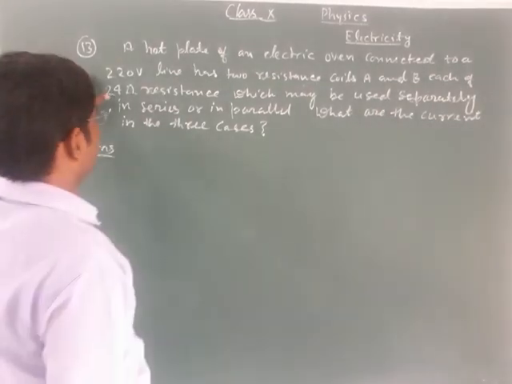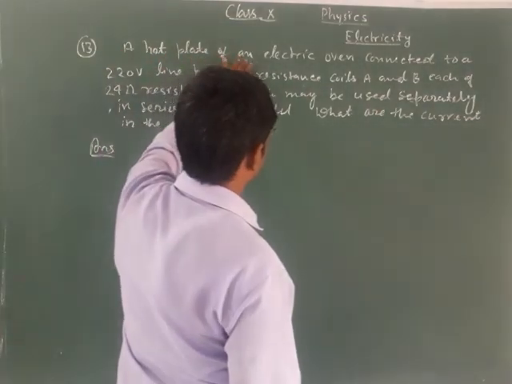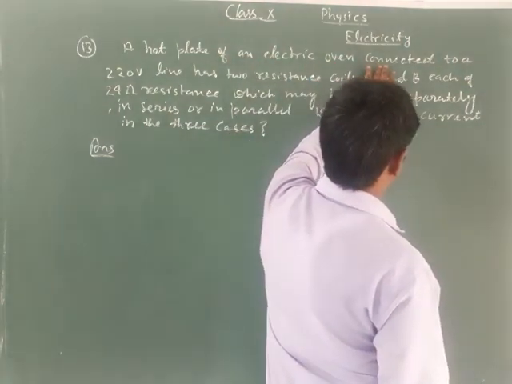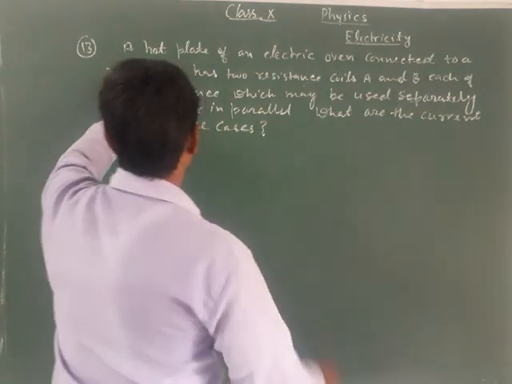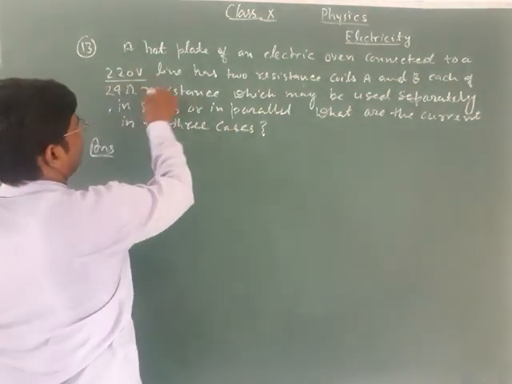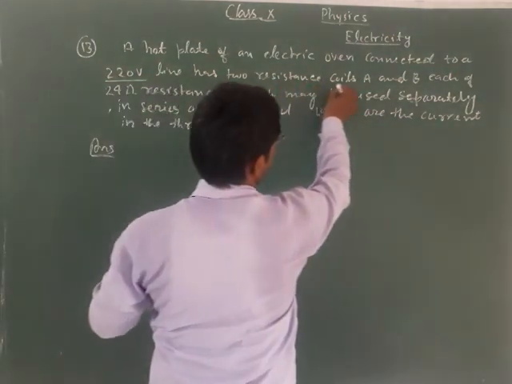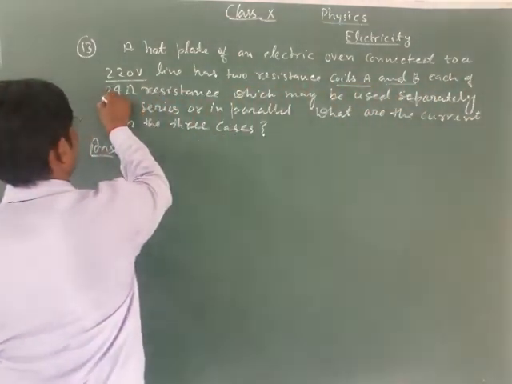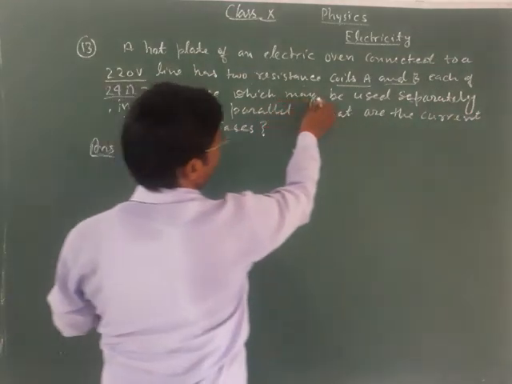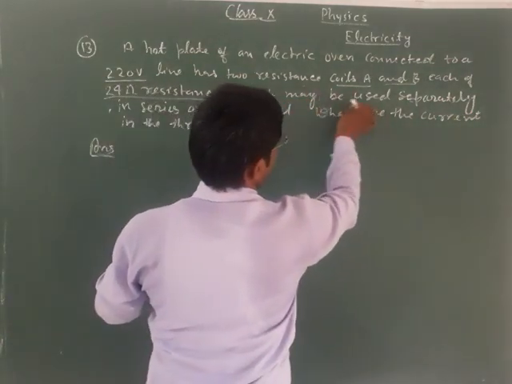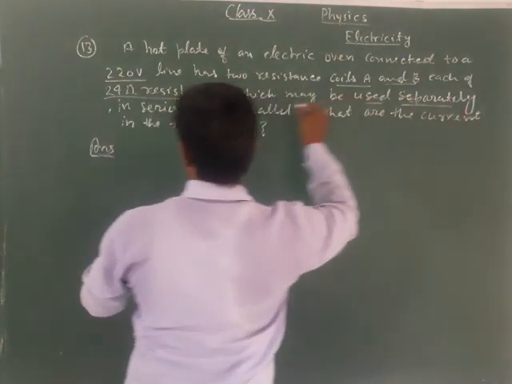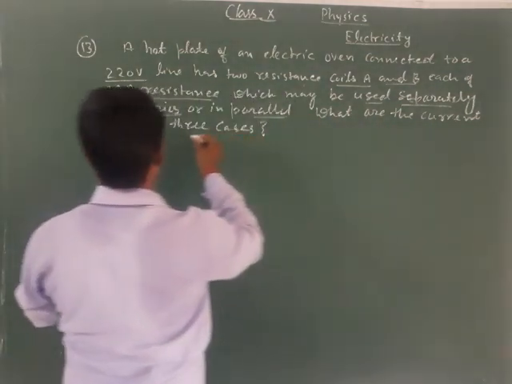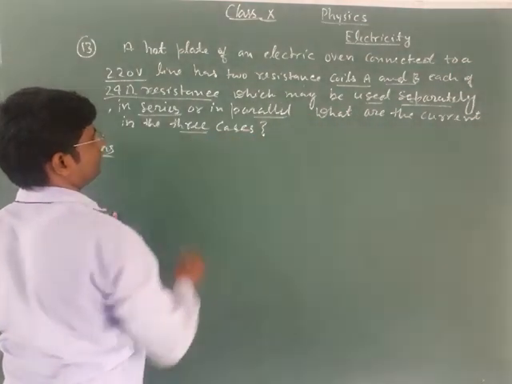Question number 30. A hot plate of an electric oven connected to a 220 volt line has two resistance coils A and B, each of 24 ohm resistance, which may be used separately, in series and in parallel. What are the currents in the three cases?